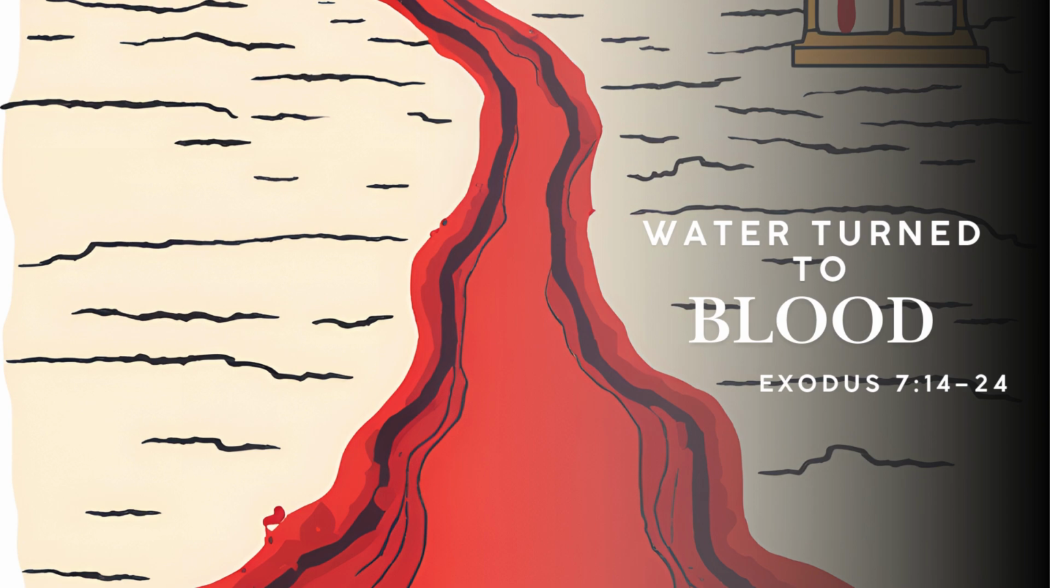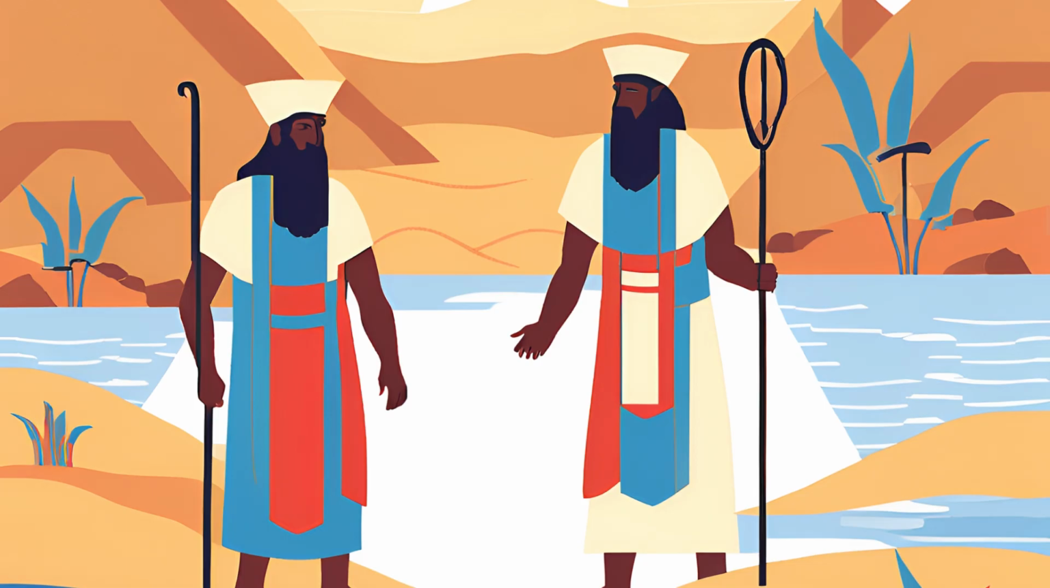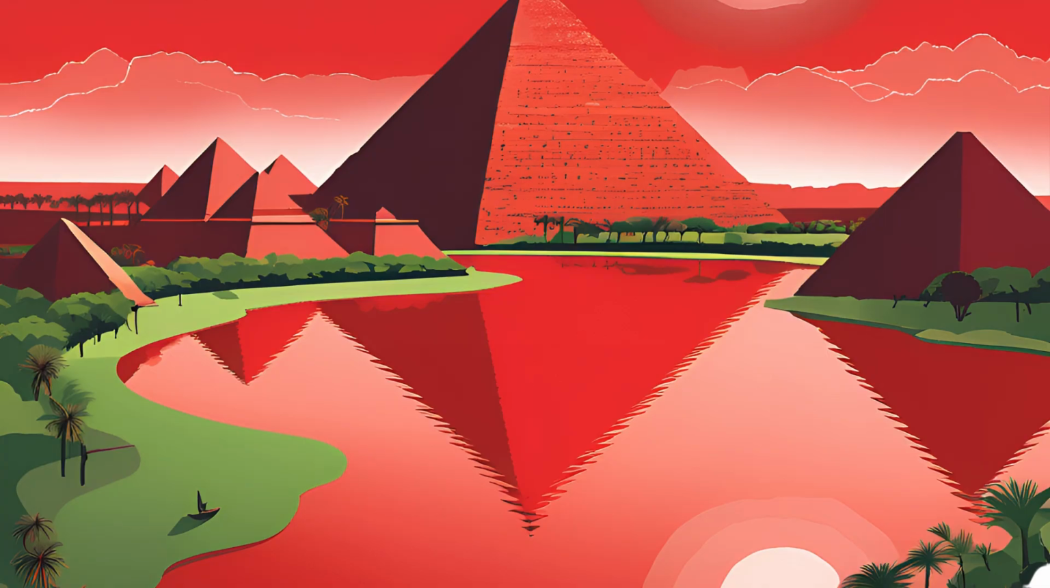1. Water turned to blood. This can be seen in Exodus 7 verse 14-24. What happened here was that God instructs Moses and Aaron to strike the Nile River with Aaron's staff. All water in Egypt, rivers, streams, ponds, even water in containers, turns to blood. Fish die and the river stinks.